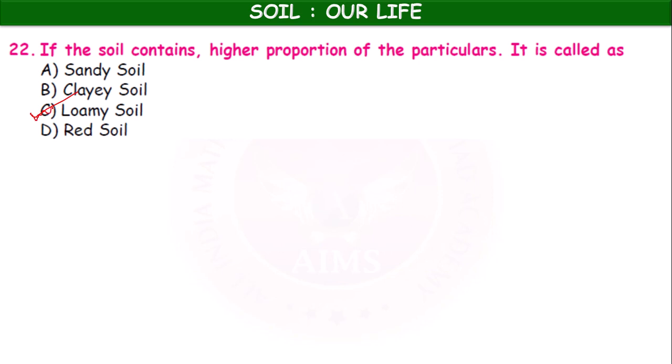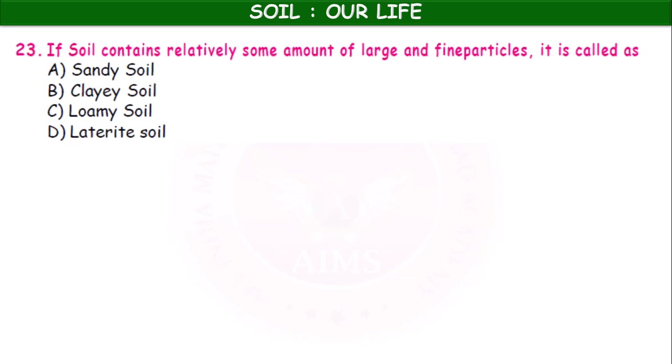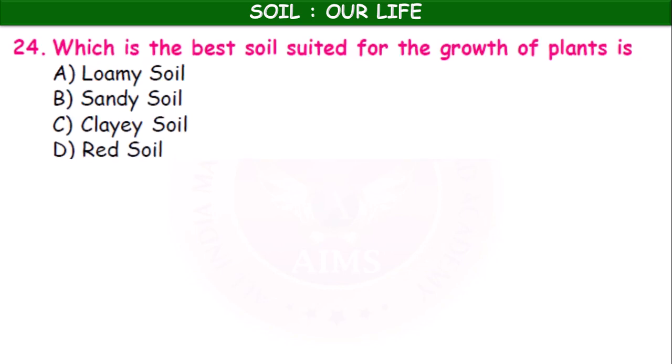Okay, this is actually clay soil. If the soil contains a relatively equal amount of large and fine particles, then it is called loamy soil. Options: sandy soil, clay soil, loamy soil, laterite soil. It is the loamy soil which is suitable for plants. Which is the best soil suited for the growth of plants? Loamy soil, sandy soil, clay soil, red soil. It is the loamy soil.